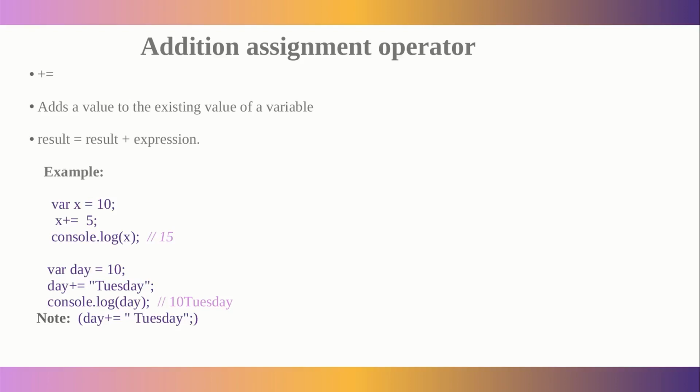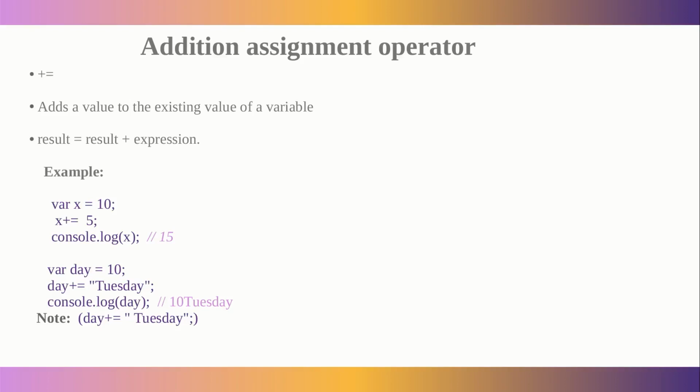Now, if two values are of different types, for example, a string and number, then the addition assignment operator will concatenate the two values as a string data type. And we see that in our example here. Var day is assigned the value number 10. The addition assignment operator concatenates the word Tuesday to the number 10. And the result is a string 10 Tuesday. Notice to add a space between 10 and Tuesday, you must leave a space before the word Tuesday in between the quotation marks. And this is because the space between quotation marks does count as a space, even though JavaScript tends to ignore white space otherwise.